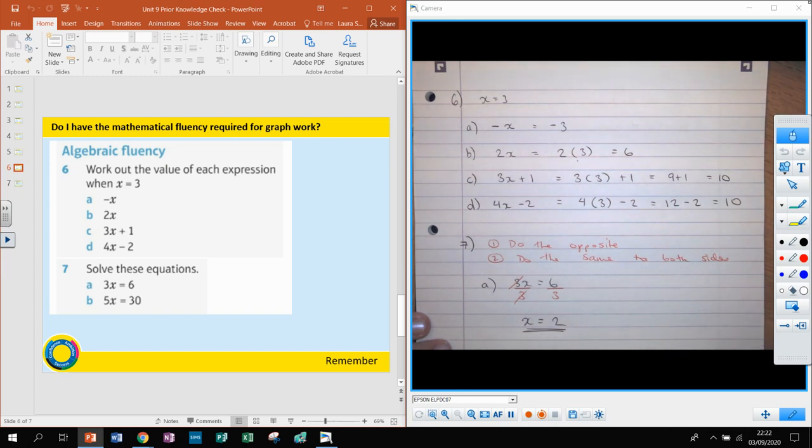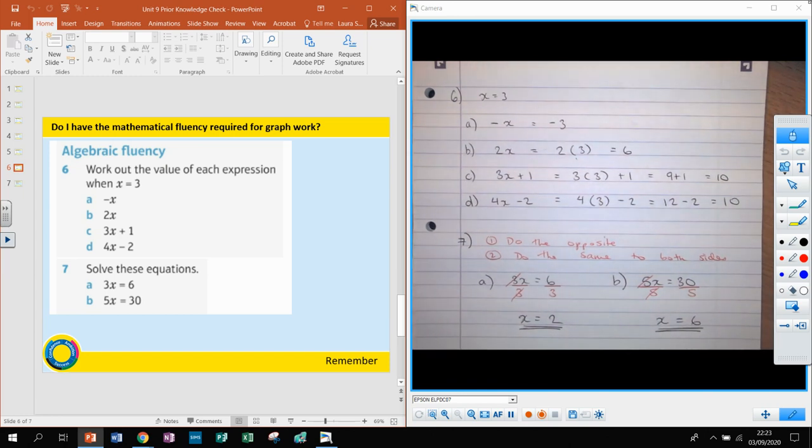2. Okay, and similarly for part B, we have 5x equals 30. So do the opposite of multiplication, which is to divide by 5, both sides. Okay, that's our second rule, remember. That cancels out, and we are left with x is equal to 30 divided by 5, which is 6. Okay, so well done, guys, if you got those.